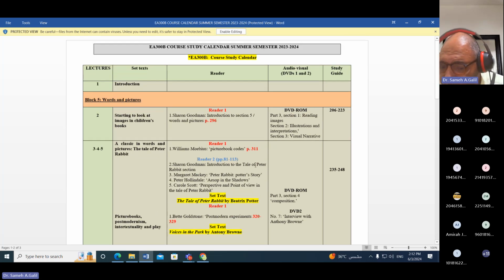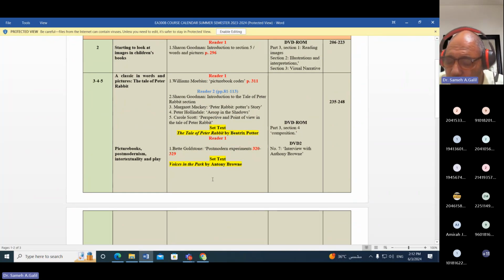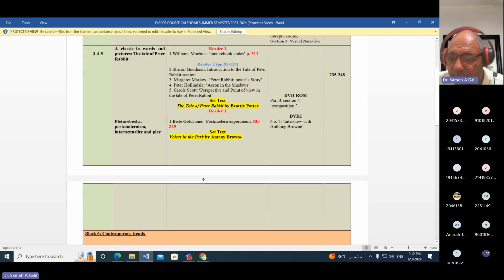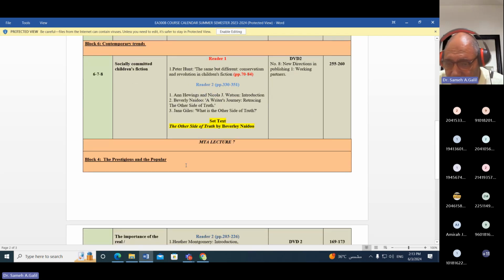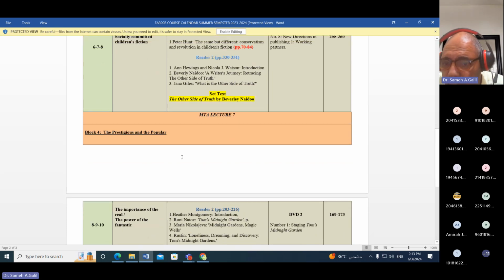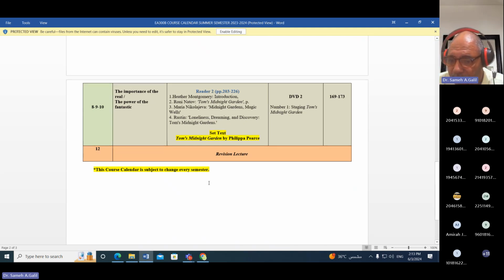Again, the primary sources that we're having would be two picture books. The first one is called The Tale of Peter Rabbit by Beatrix Potter, and the other picture book is Voices in the Park by Anthony Brown. And then when we're done with them, we go to a couple of other children's literature books, and they are novels. The first one is going to be The Other Side of Truth by Beverly Naidoo, and the other one is Tom's Midnight Garden by Philippa Pearce.